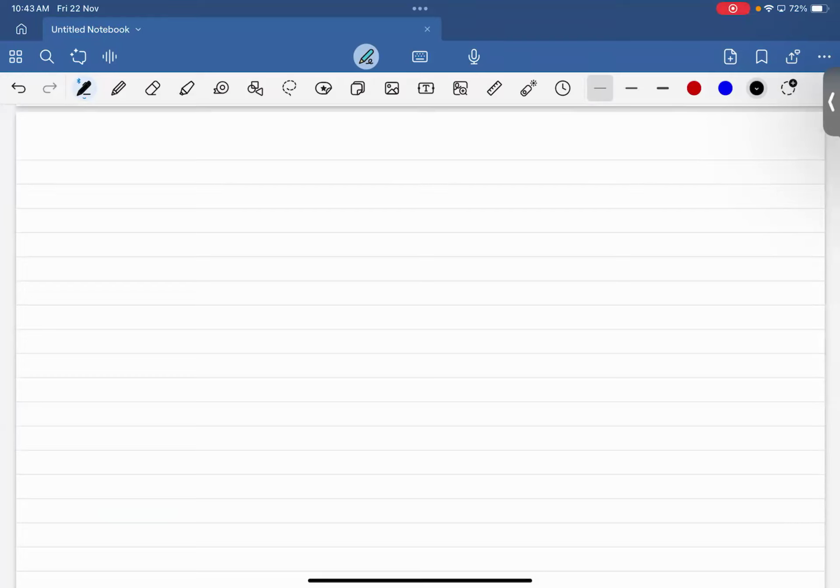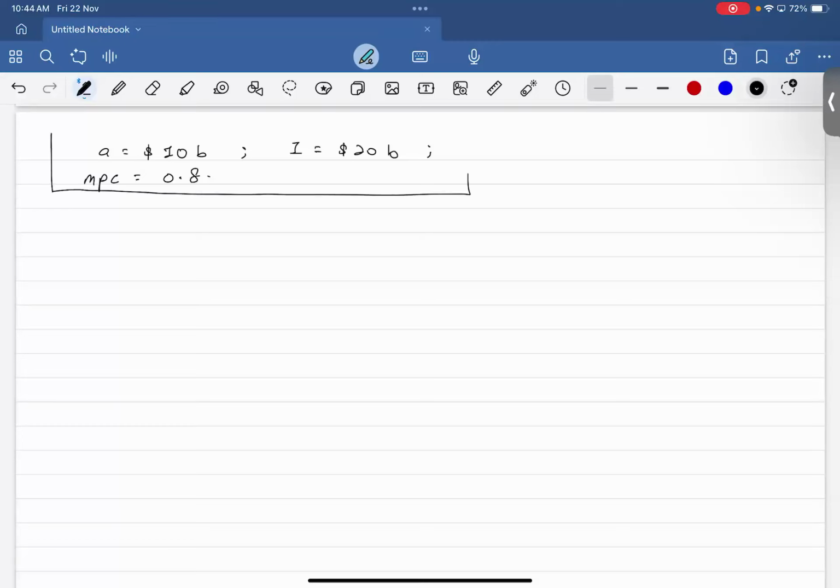Okay, write down the important information here first. Autonomous consumption is 10 billion. Investment is 20 billion. Marginal propensity to consume is 0.8. Write this down first. Okay, first question is consumption function.